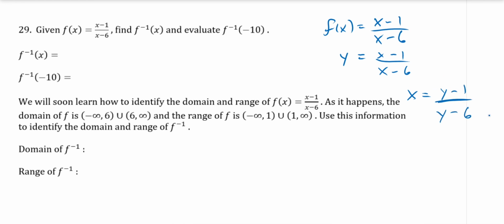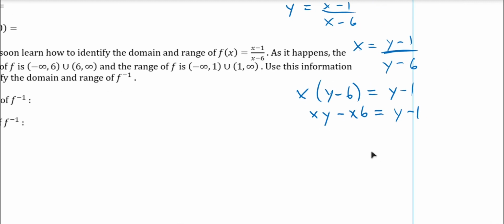Now we want to solve for y, but there are so many of them. We have to clear denominators first by multiplying this denominator on both sides, which brings it over to this side. And now we need to get the y's together, and they're very much separated here. So what we need to do is distribute the x into both terms. And this gives me xy - 6x = y - 1. Now we're going to move those terms that have a y over to one side.